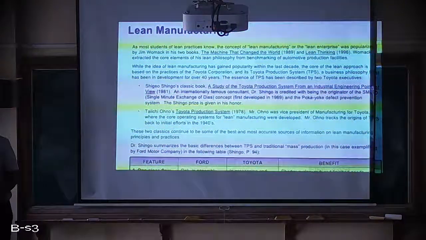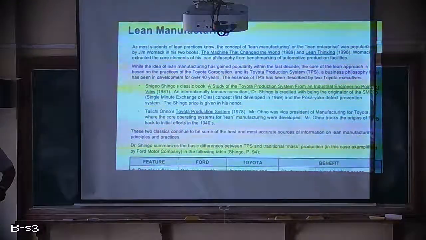As most students of lean practices know, the concept of lean manufacturing or the lean enterprise was popularized by Jim Womack in his book The Machine That Changed the World. This is very important. If you refer to just one book by Womack, that is The Machine That Changed the World, and Lean Thinking. Womack extracted the core elements of his philosophy from benchmarking of automotive production facilities.